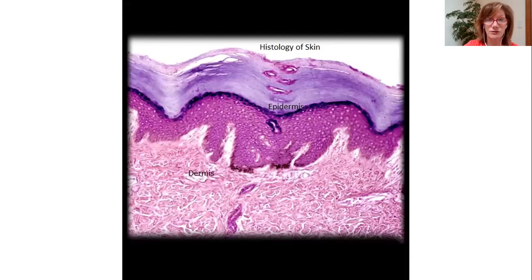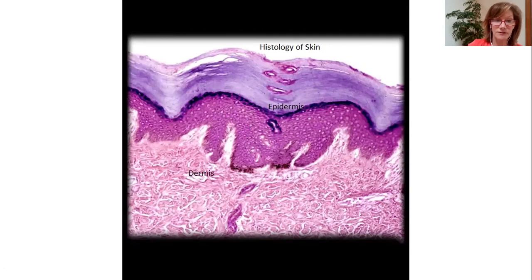And just to orient you again, this is looking at a cross-section of skin. This is a fairly thick skin, a section of thick skin. We find thick skin really on the palms of your hands and the soles of your feet, for example. And again, it's this superficial area here that makes up your epidermis. And again, this is where the epithelial tissue is.